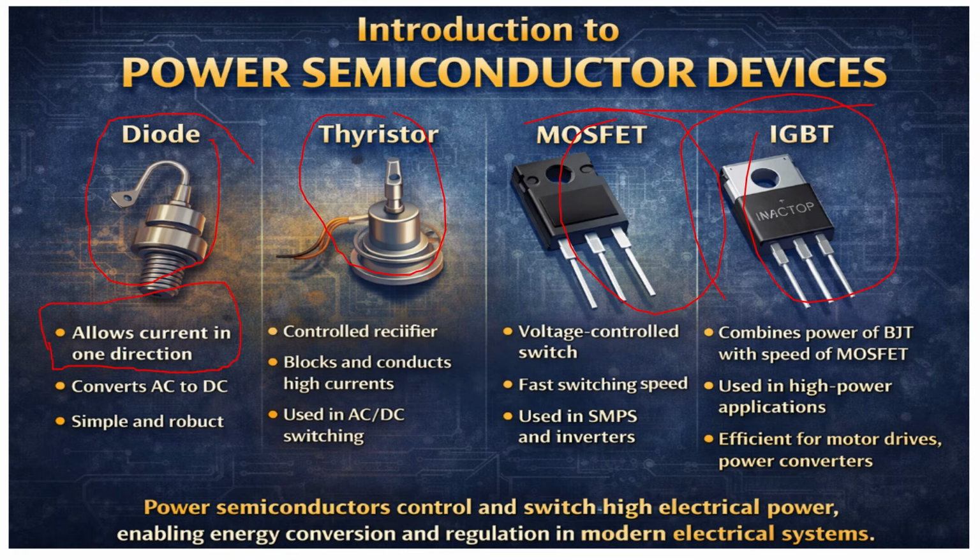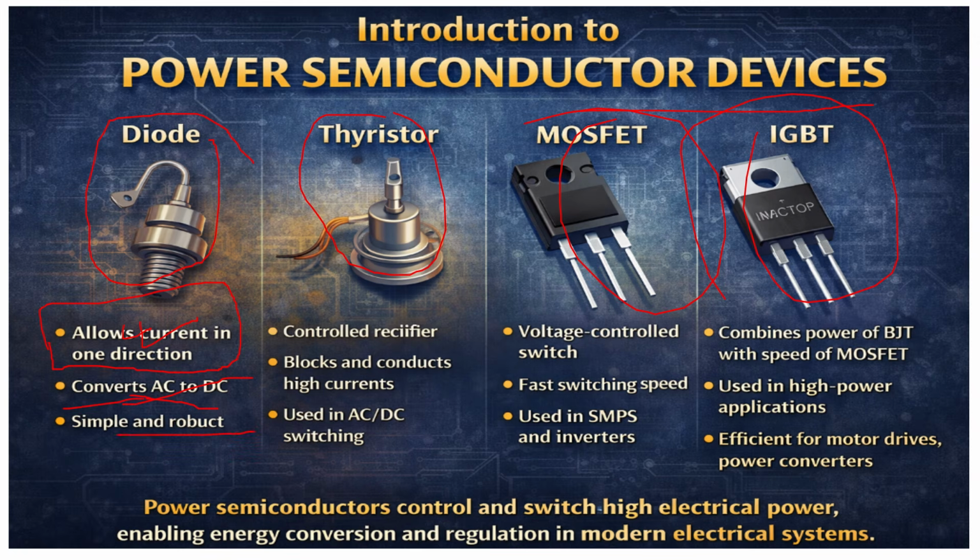The idea is that it allows current in one direction, but not in milliamperes. Here the amount of current may be in amperes, so high current, and it converts AC to DC. Of course, the working principle is almost the same as your normal diode, but the major thing is that it deals with higher current and higher voltage.